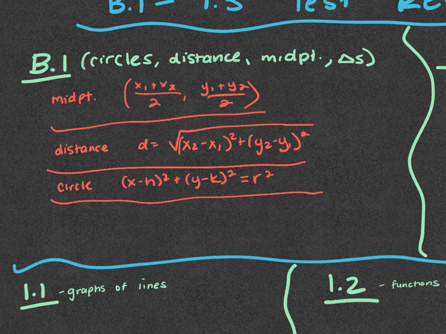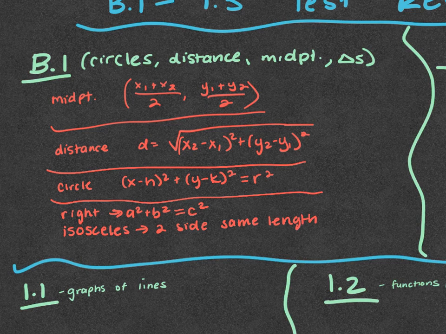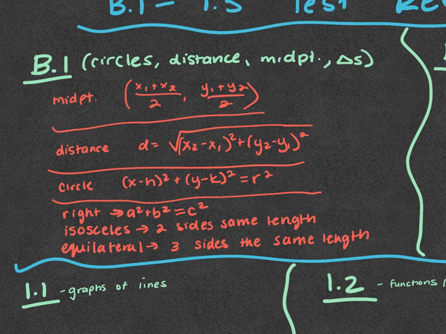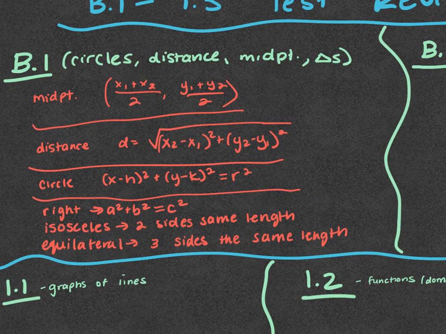And then this is also where we classified our triangles. So if it's a right triangle, then a squared plus b squared would equal c squared. If it's isosceles, 2 sides the same. If it's equilateral, 3 sides the same. You want to remember to simplify your radicals in this section. So if it asks you for the distance of something, you want to make sure that that's always simplified.